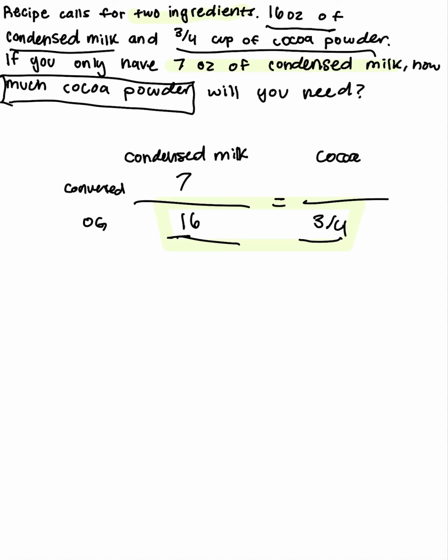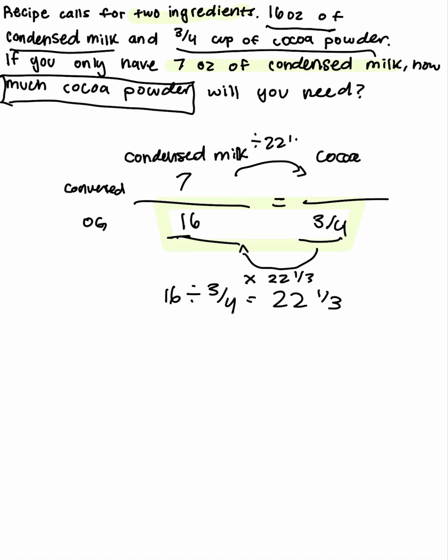So now we're going to divide 16 divided by 3/4, and I already did this, and it's 22 1/3. So we know going from here to here, it's 22 1/3. So going this way, we're going to divide by 22 1/3, and we are going to get about 0.328.